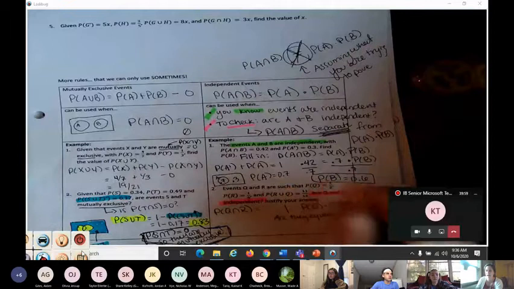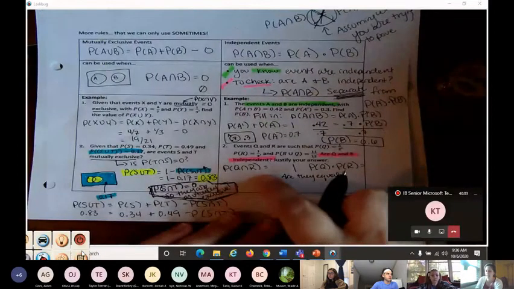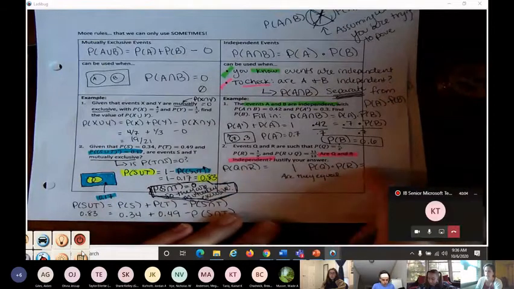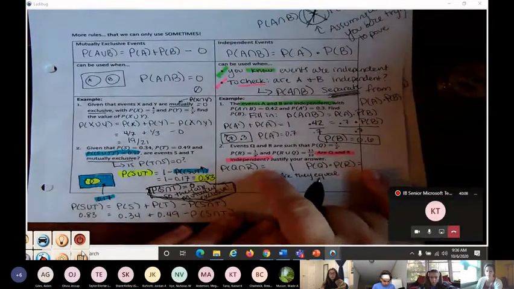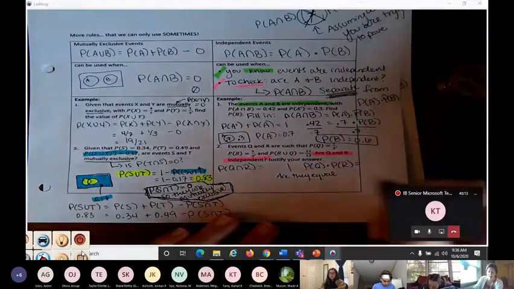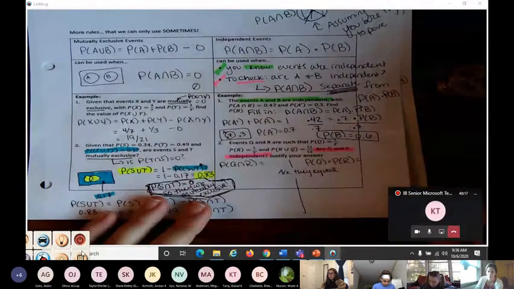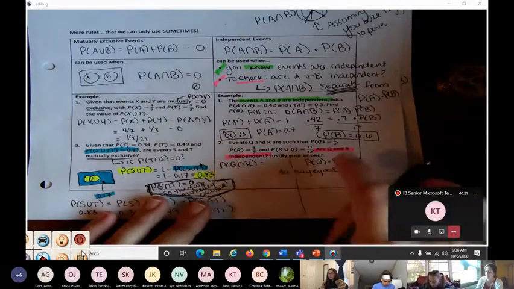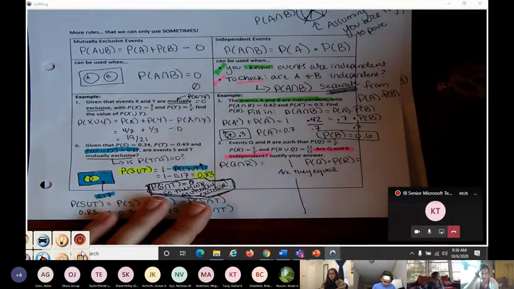Do you guys see how I wrote them separately? I'm going to figure out what this is separately from this, and then I will ascertain if they are equal or not. So in order to figure out if they're equal, I have to calculate them. To find the intersection, because I'm not given it, I'm given the union, I need to use my information about combined events.